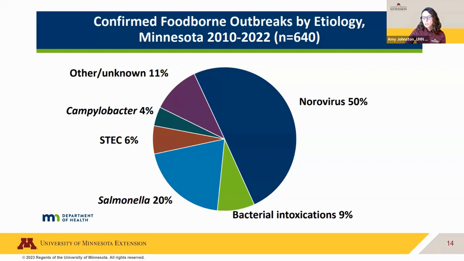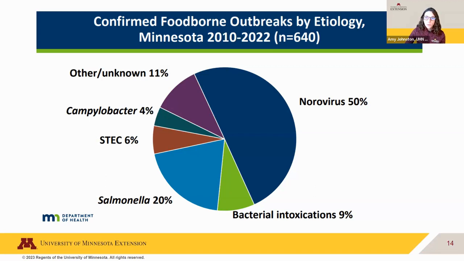50% of those outbreaks were caused by norovirus, 20% from salmonella, 6% from STEC, which is Shiga toxin producing E. coli, and 4% from Campylobacter. The remaining 9% from bacterial intoxications are from a variety of pathogens that produce a toxin, and then that toxin makes people sick, and 11% from other or unknown sources. And we will talk more about these pathogens here shortly.